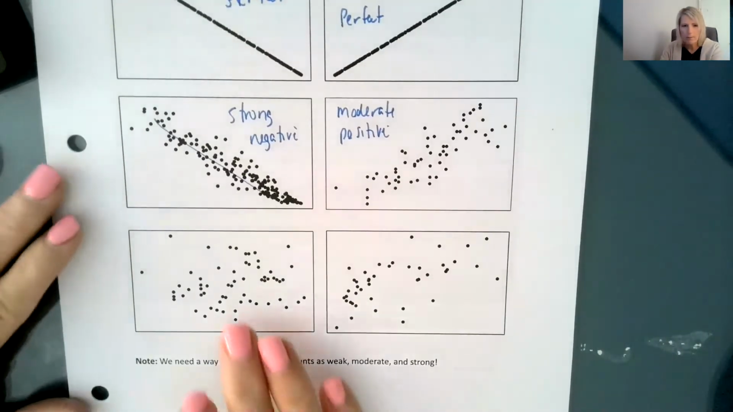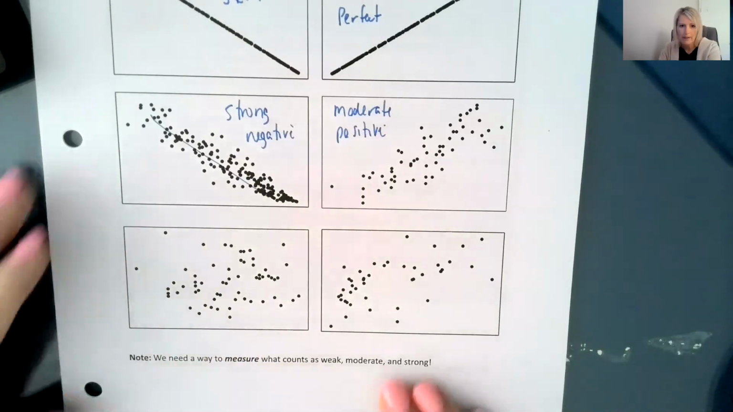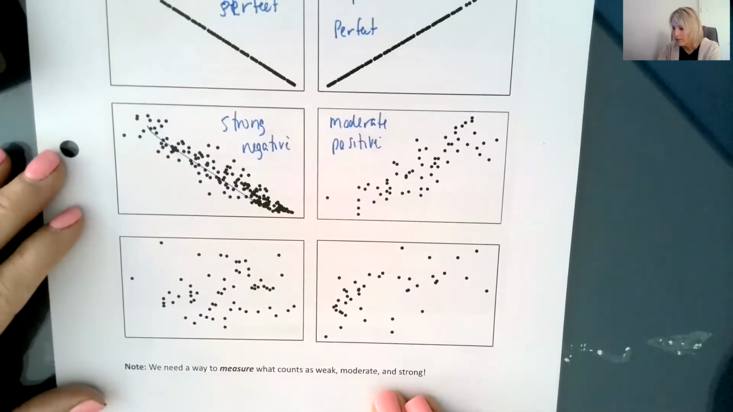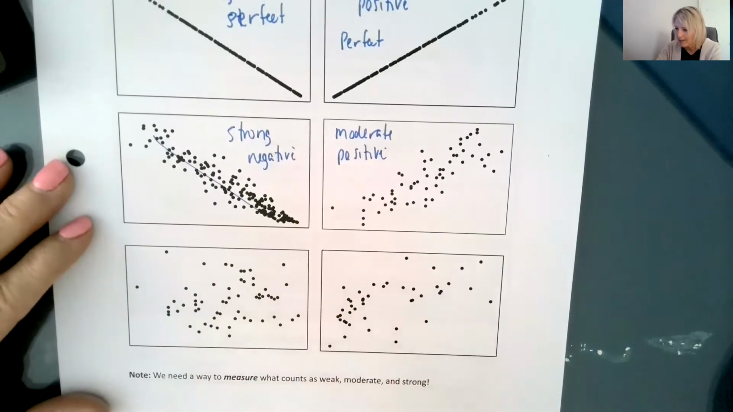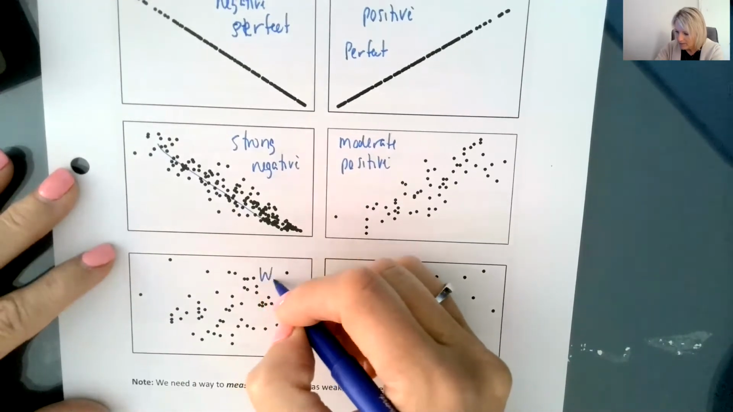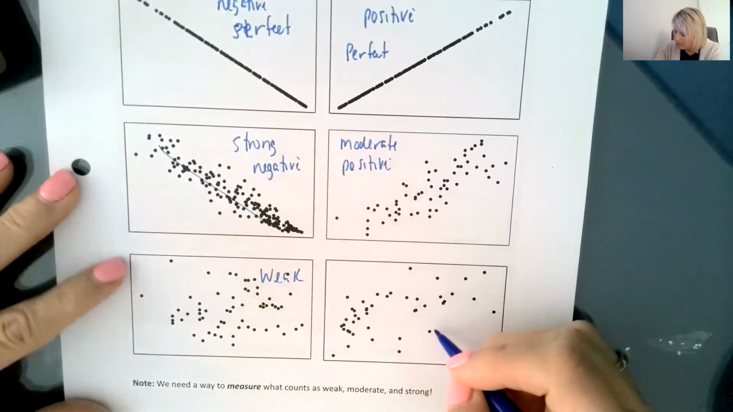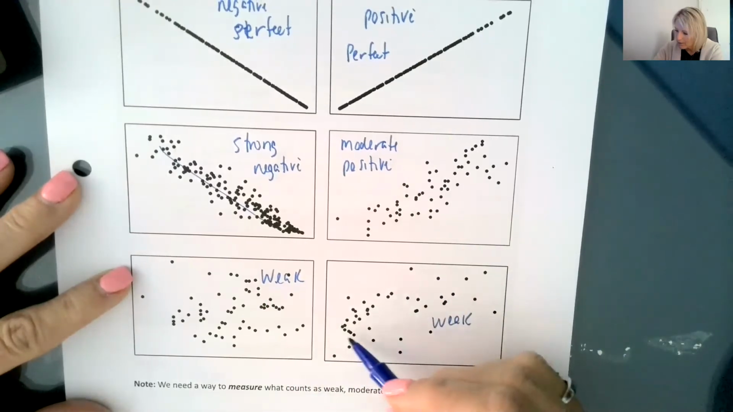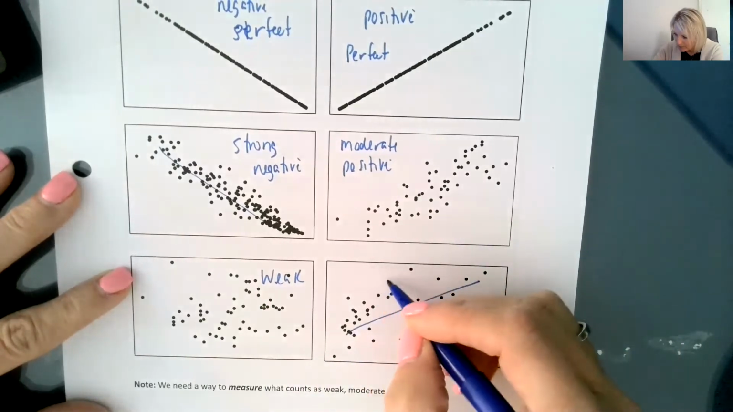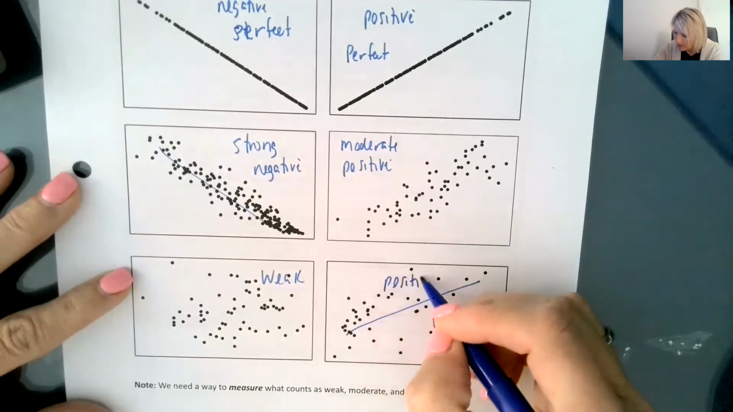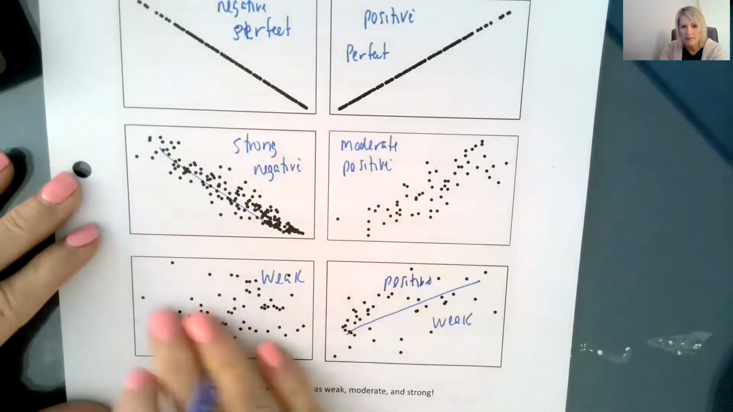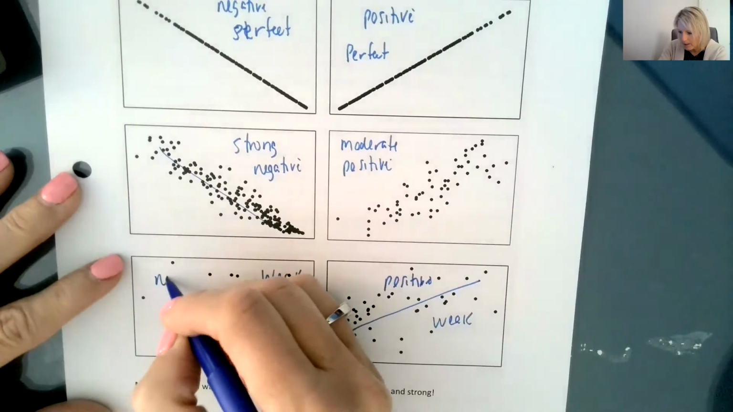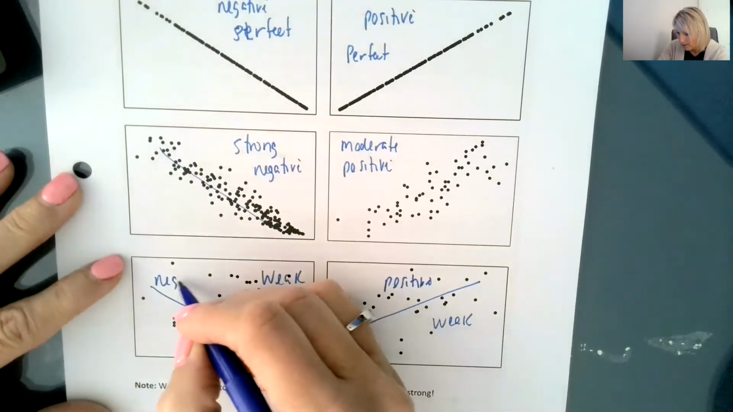And the bottom left, I would say these are both weak. The one on the right looks most like there's some kind of a positive, but it's definitely weak. I would say this one's none, but you could maybe say there's some kind of a negative thing going on here.